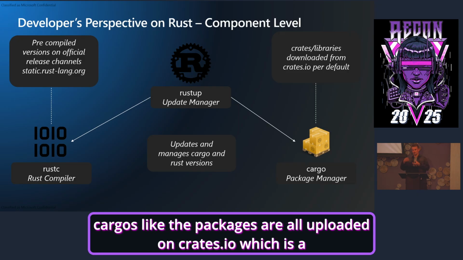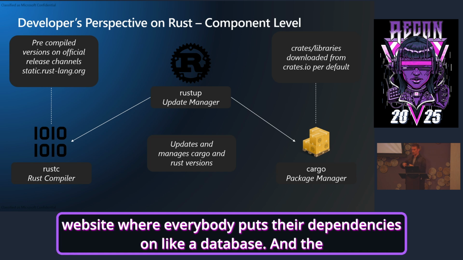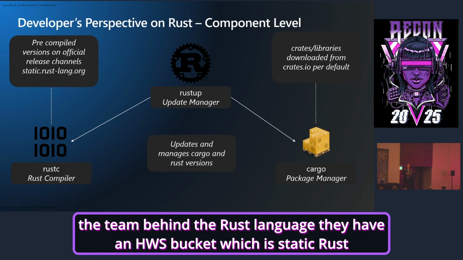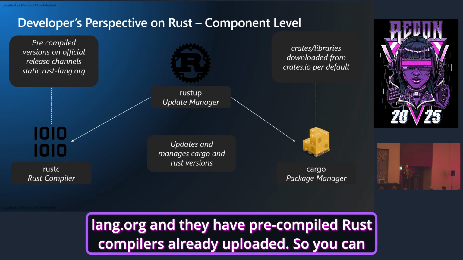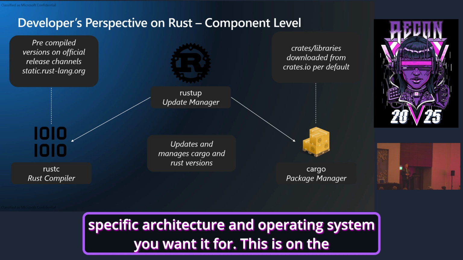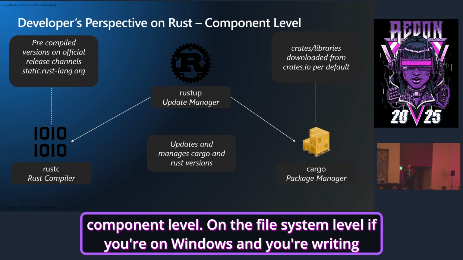Luckily, the cargos, like the packages, are all uploaded on crates.io, which is a website where everybody puts their dependencies on. It's like a database. And the Rust compilers, you usually also don't have to compile them by yourself, because the team behind the Rust language, they have an AWS bucket, which is static.rustlang.org, and they have pre-compiled Rust compilers already uploaded. So you can just say, I want to use rustc 1.65, for example, and you just download for the specific architecture and operating system you want it for. And this is on the component level.